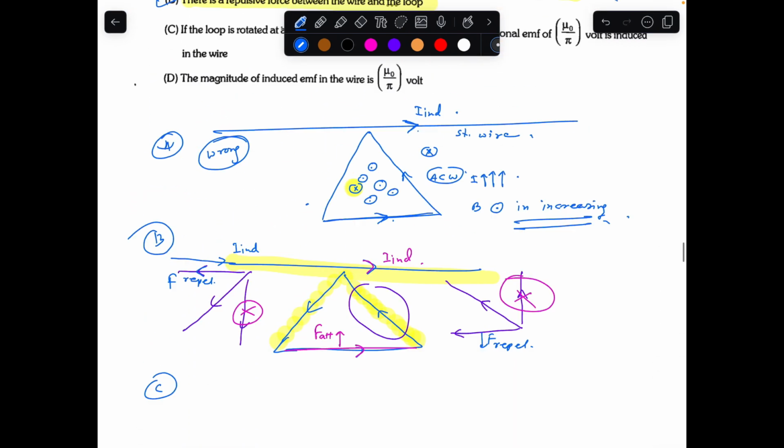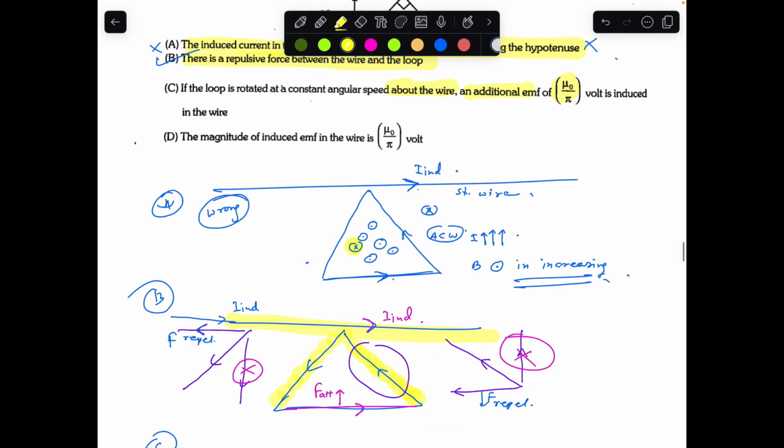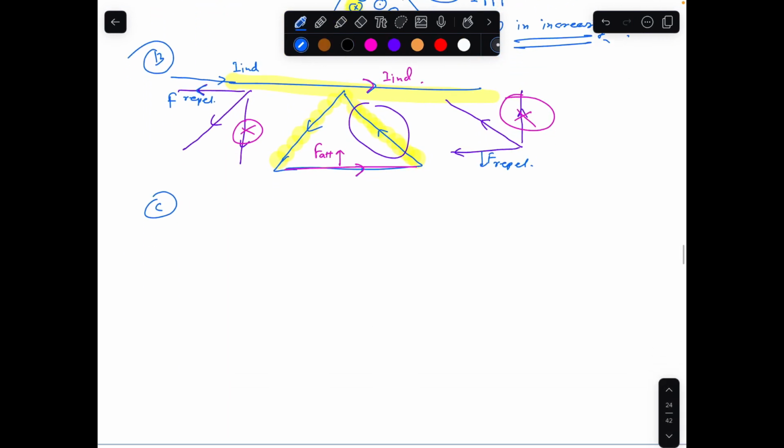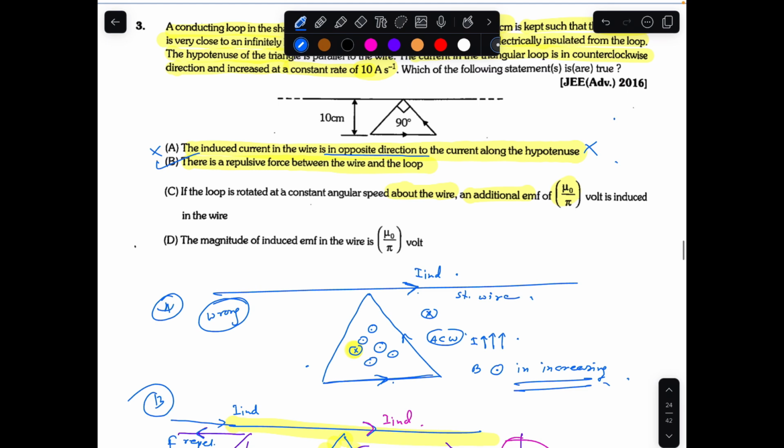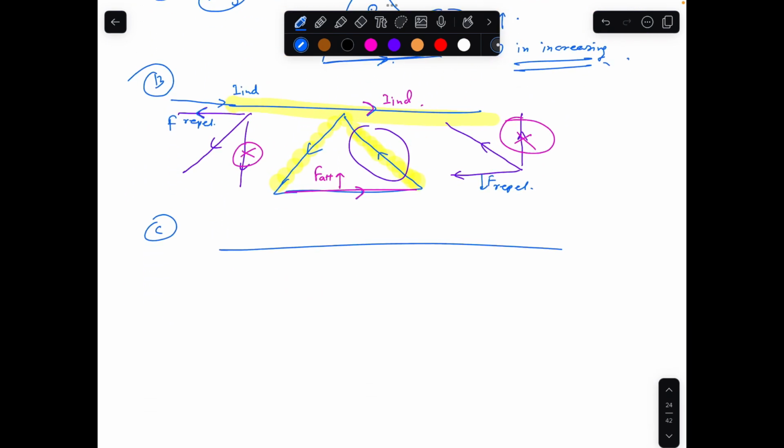B is correct. Let us see option C. If the loop is rotated at a constant angular speed about the wire, the additional EMF mu naught by pi volt is induced in the wire. So if the loop is rotated, understood? Is there any EMF? No, I don't think so.